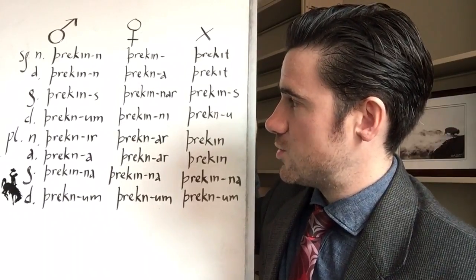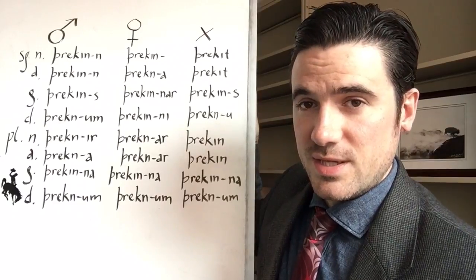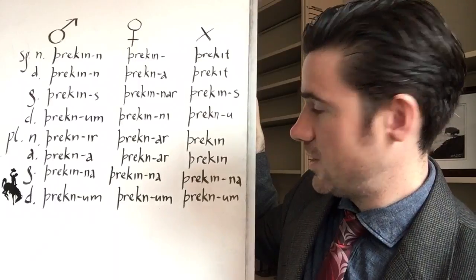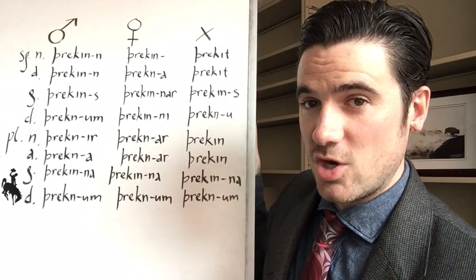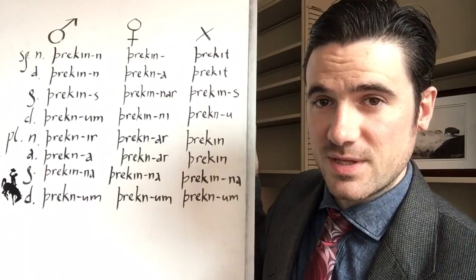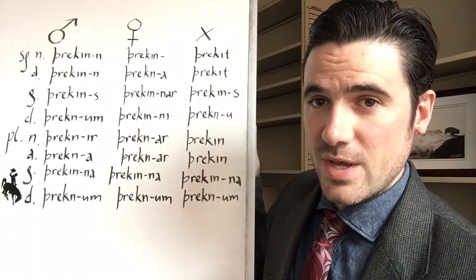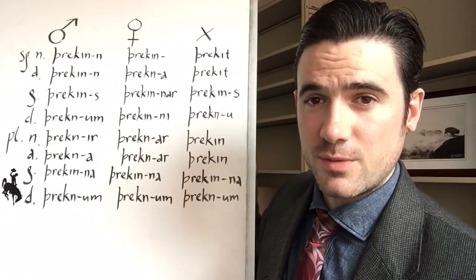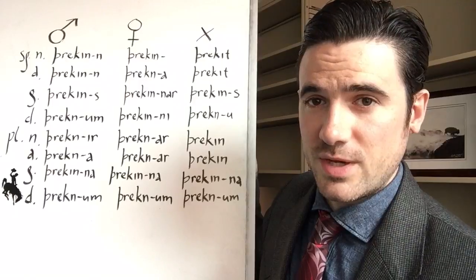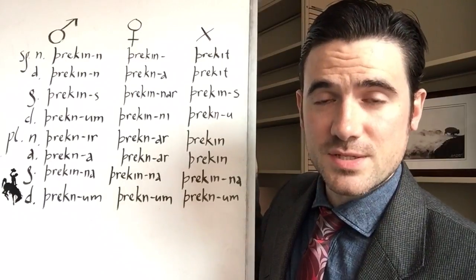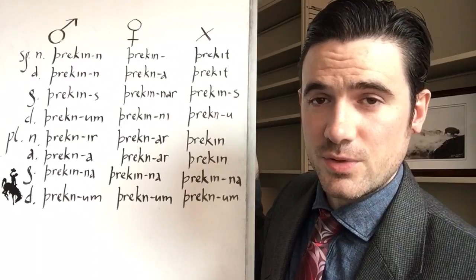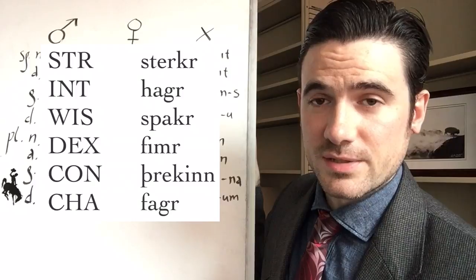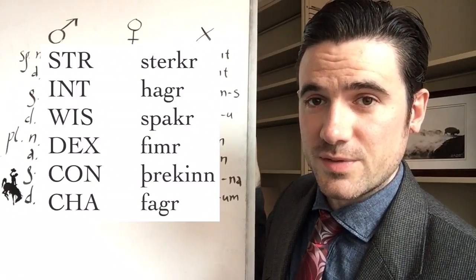And so these endings where that R has assimilated to an N at the end are identical with the endings of the article, the word for the, which you can think of as a sort of adjective. So let's look at that next. And before we move on, let me point out to you that whether or not you wanted to, you have now done the six core D&D attributes in Old Norse: strength, sterkr, wisdom, spakr, intelligence, hagr, dexterity, fimr, charisma, fagr, and constitution, þrekinn.